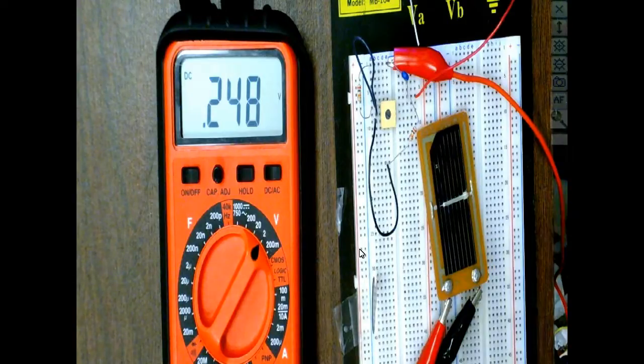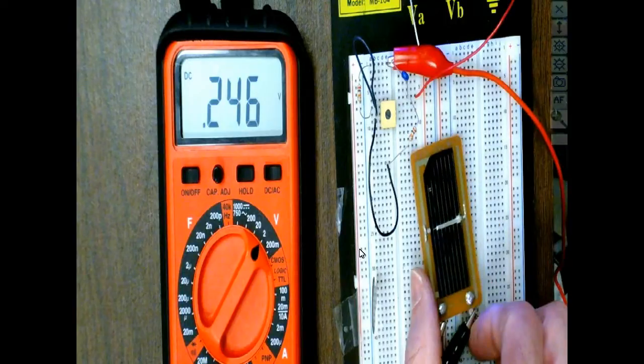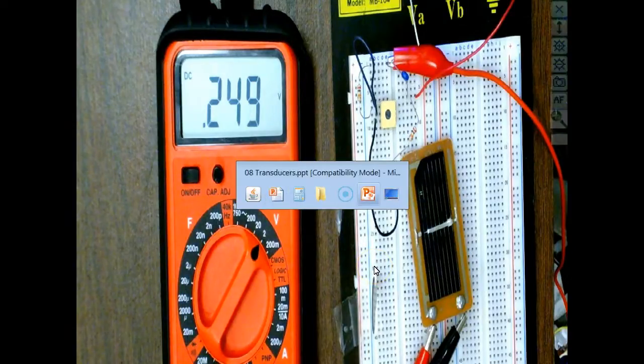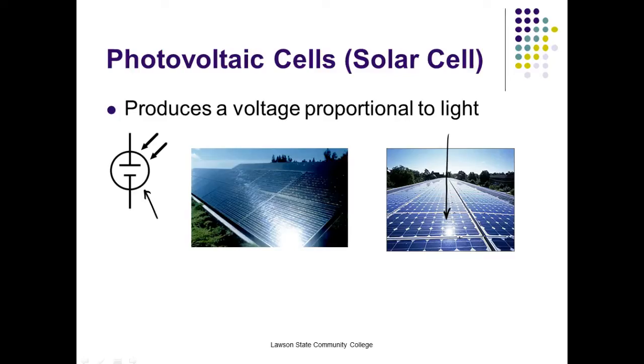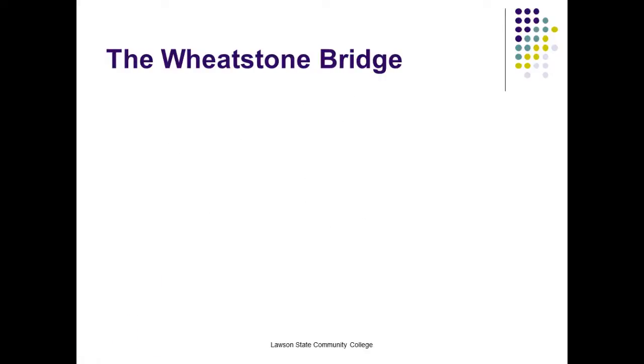But this is only one cell. I think it's one cell. So to increase the voltage output of these things, we treat them just like we would treat a battery. This is labeled Wheatstone Bridge, but I'm going to come up here and erase that so I can draw on this blank slide. So regular batteries, we hook them in series.